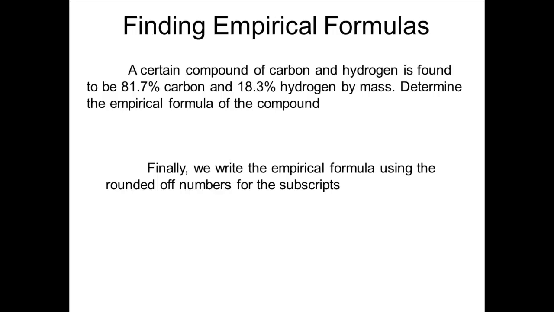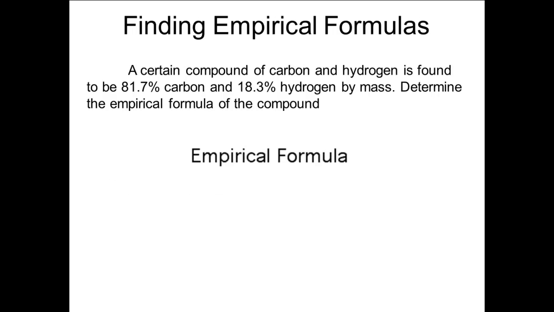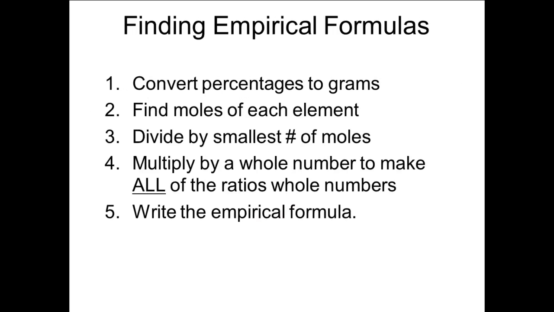The final thing we need to do is to actually write the formula by using the rounded off numbers for the subscripts. So the empirical formula is C3H8. Here are the 5 things we do to find the empirical formula from the percent composition. You may pause the video to write them down if you wish.